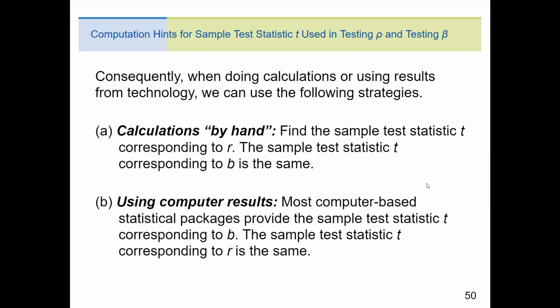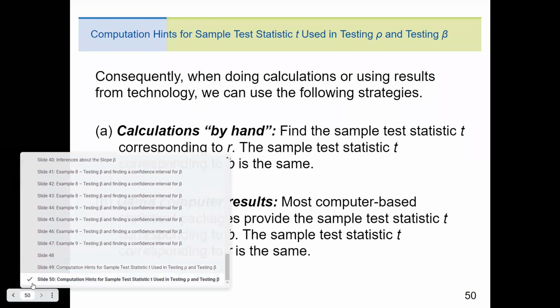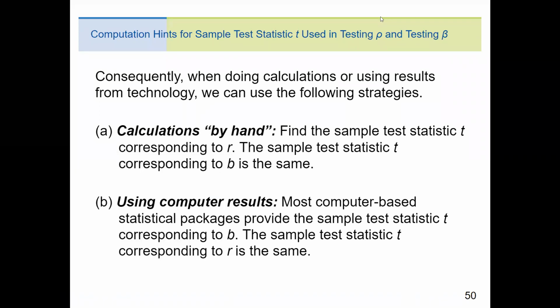Consequently, when doing calculations or using results from technology, we can use the following strategies. Calculations by hand: find the sample statistic t corresponding to r. The sample test statistic t corresponding to b is the same. Using computed results: most computer-based statistical packages provide the sample test statistic t corresponding to b that is the same as the one for r. I'm not going to restate some of this stuff. Okay, so that is the end of that section.